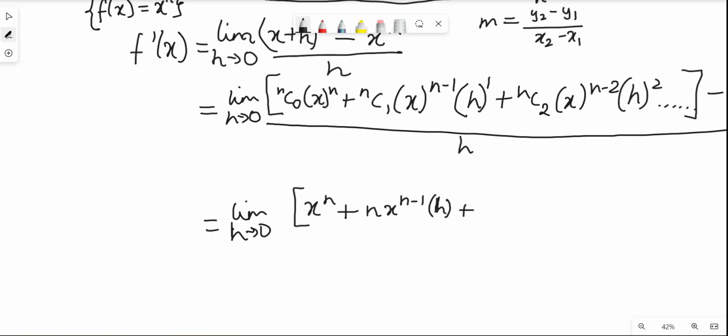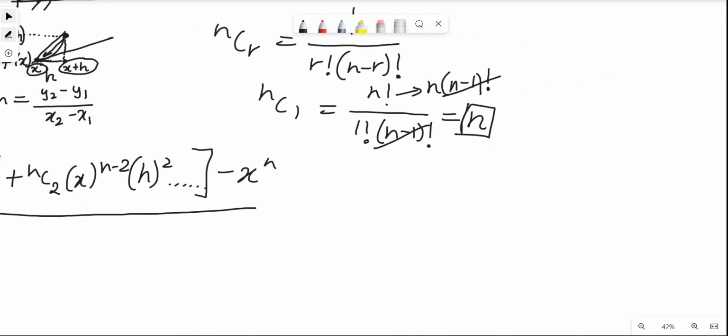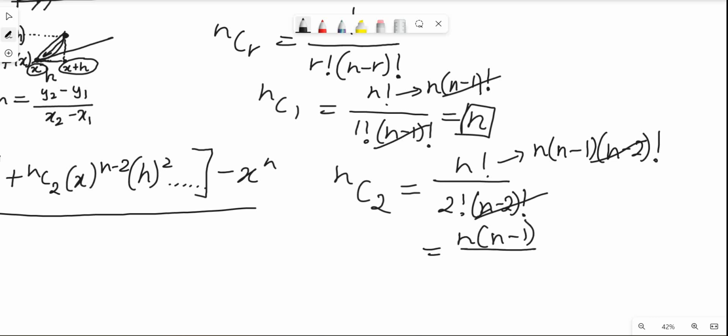Okay, so now we have NC2, we need to find what NC2 is. Using the formula, of course, it is n factorial divided by 2 factorial times n minus 2 factorial. We can rewrite this as n times n minus 1 times n minus 2 factorial. So that and that cancel out, and we have n times n minus 1 all over 2 factorial, and this is just 2, so we can say this is n times n minus 1 over 2.